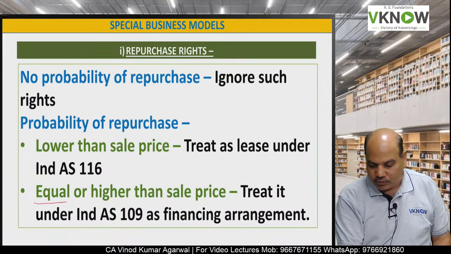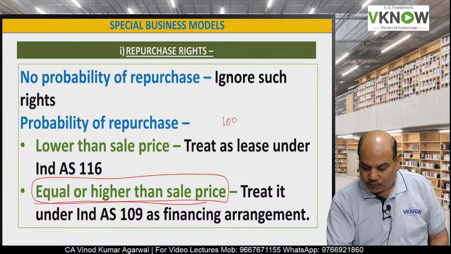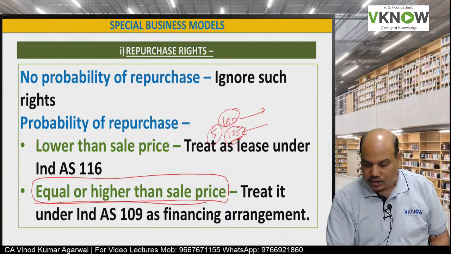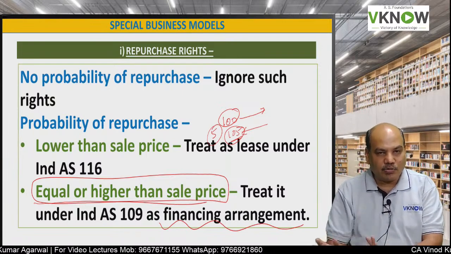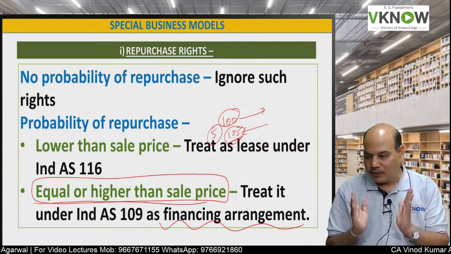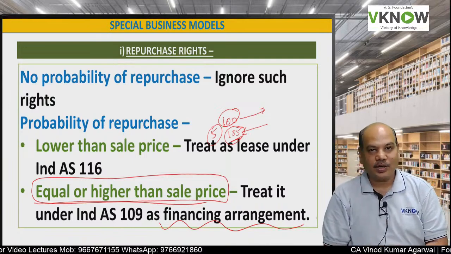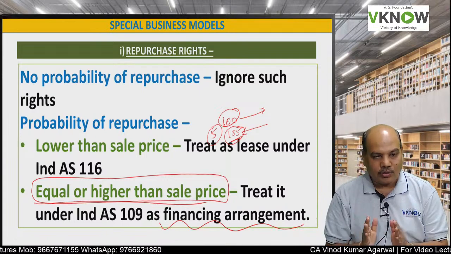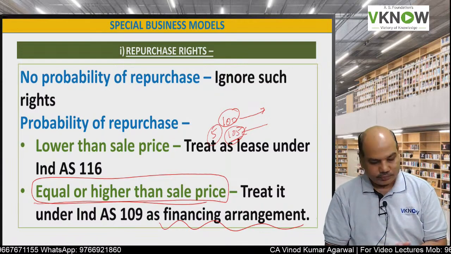One more question they ask in the exam: if the repurchase price is equal to or higher than the selling price, say sold for 100 and will be repurchased for 105, then basically you are paying 5 rupees as interest. This entire arrangement will not be treated as revenue under this standard; rather, it will be treated as a financing arrangement under IND AS 109. You will study in IND AS 109 also that this is treated as a financing arrangement.